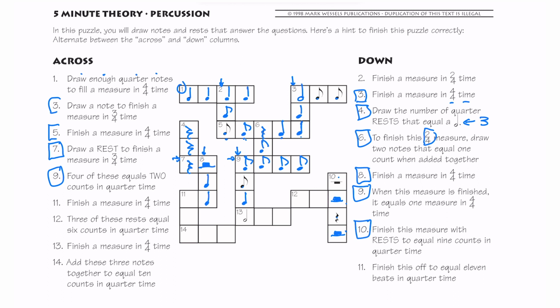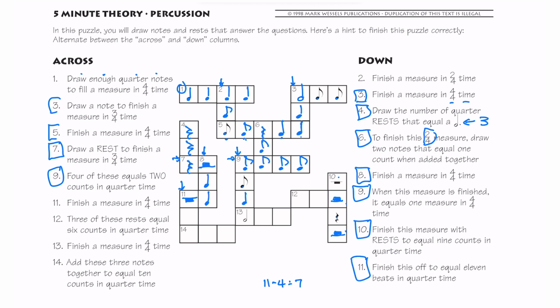Okay? And let's go ahead and finish the down real quick. We got number 11. Finish this off to equal 11 beats in quarter time. Ooh, finish it off. We are here. There is no finishing it off. But I need 11 beats. All right, so I know with 3 rests in here, I can't do a lot of small rests. I probably got to do a big rest. So let me do a whole rest. The whole rest is 4 counts. So 11 minus 4 equals 7. So I need 7 more.